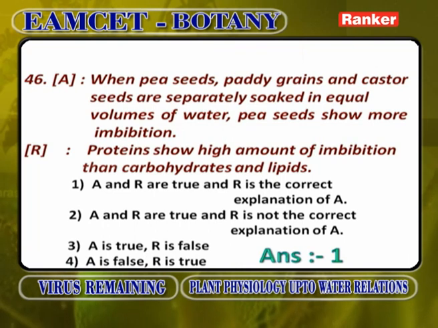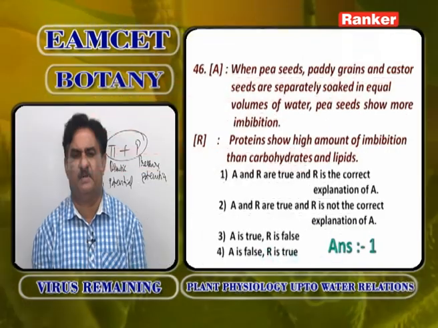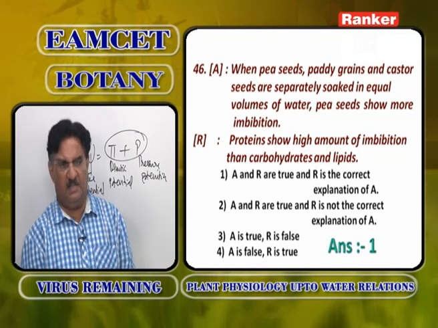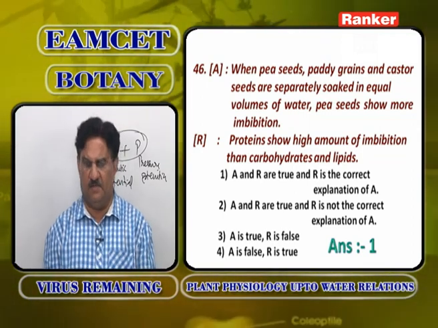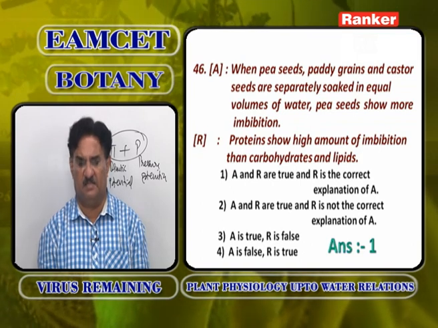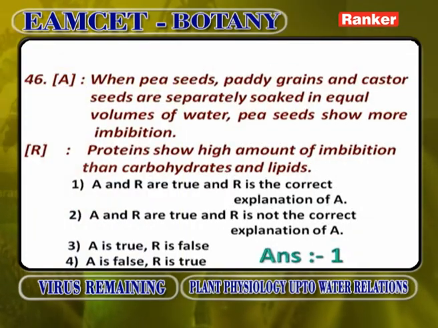Why? Proteins show a high amount of imbibition compared to carbohydrates and lipids. So, A and R are correct. R is the correct explanation of A. Here proteins show maximum imbibition compared to any other foodstuff, either carbohydrate or lipid. Based on that, this assertion reasoning is given. First option.